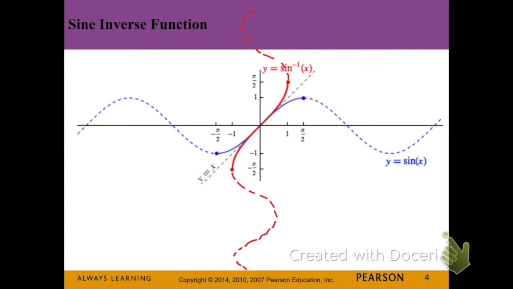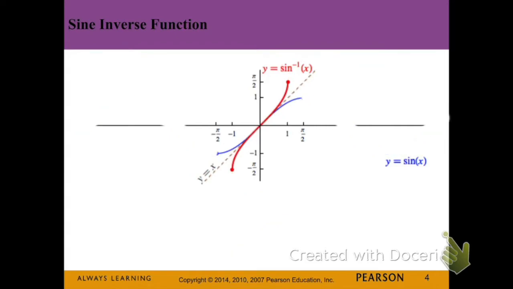So in order to fix that, we are just going to restrict our sine function, the blue function that we see, to stay between -pi/2 and pi/2, so that the inverse function, the red function that we get, is still a function. So both the blue and the red graphs pass my vertical line test here.